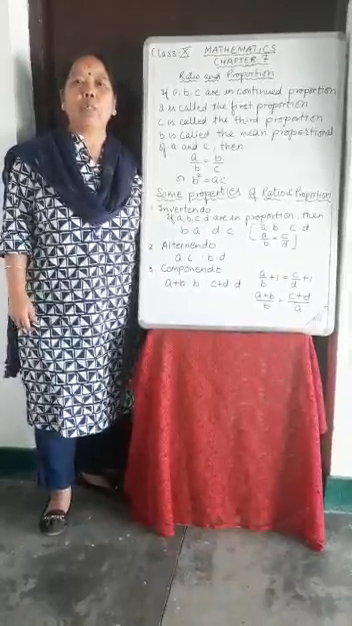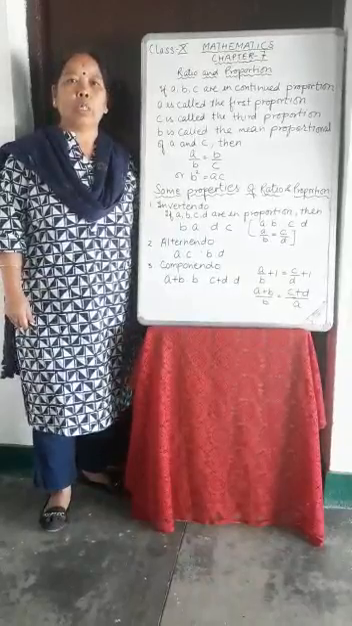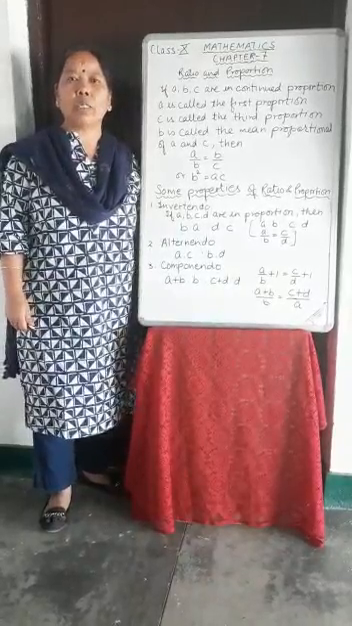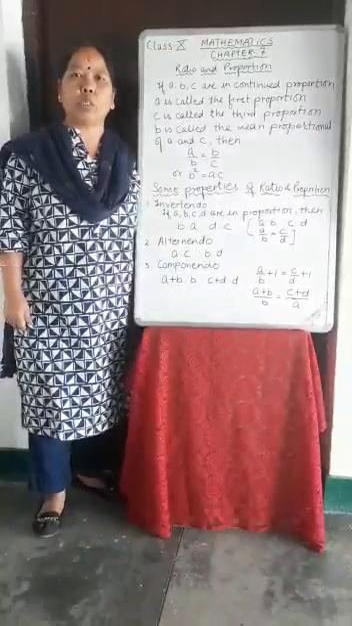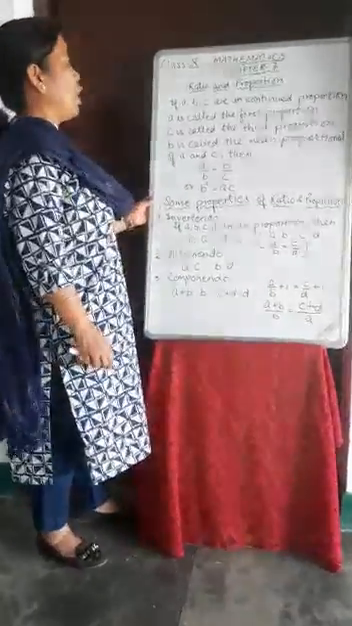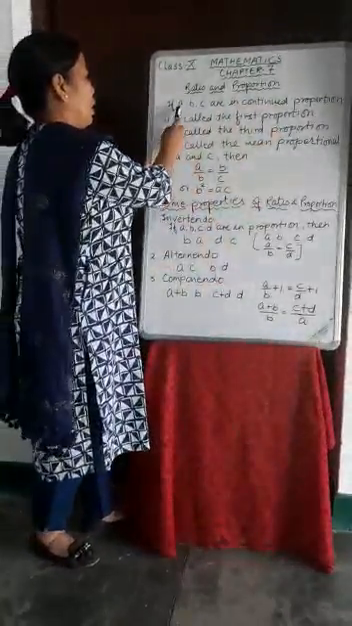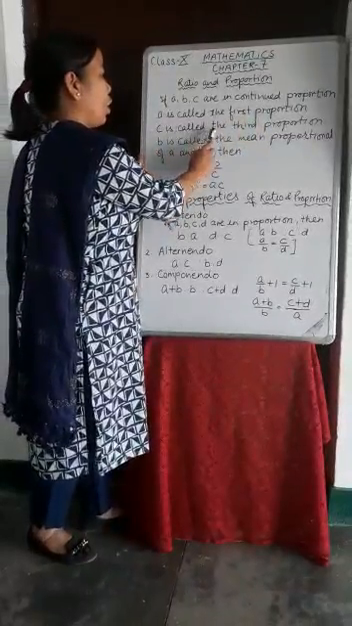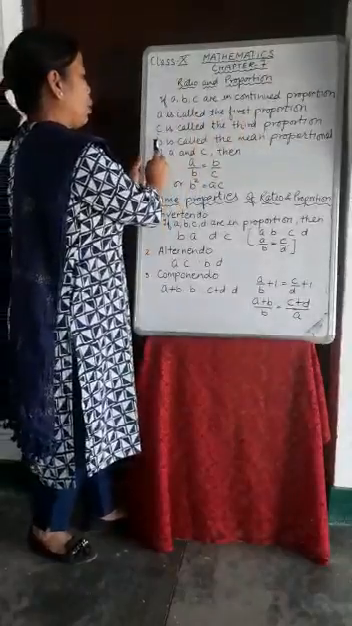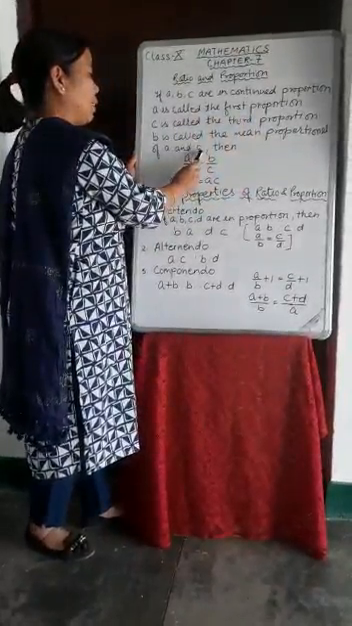In the previous video I explained some properties of ratio and proportion. Today also in this video I am continuing the chapter and telling you more properties of ratio and proportion. Here, if A, B, C are in continued proportion, then A is called the first proportion, C is called the third proportion, and B is called the mean proportional of A and C.